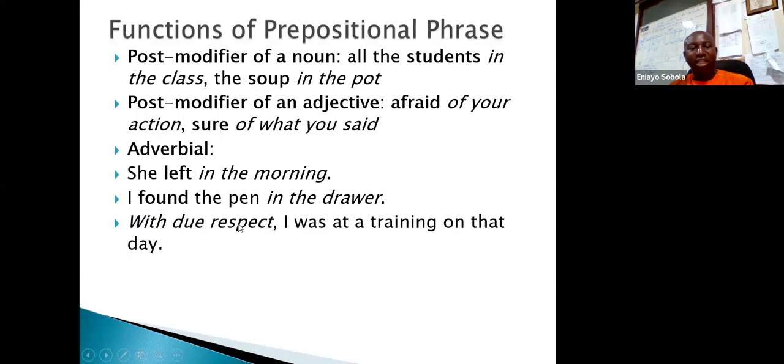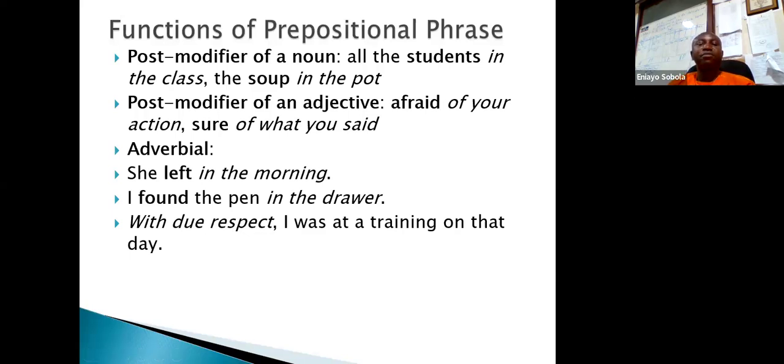Another one: with due respect, I was at a training on that day. Looking at with due respect, we call it a disjunct, which is one of the functions of adverbs. This is a prepositional phrase with the head word with and the complement due respect. So, a preposition can function as adverbial, post modifier of a noun, and post modifier of an adjective. So that's that about phrase.